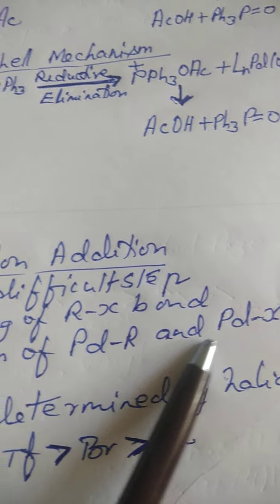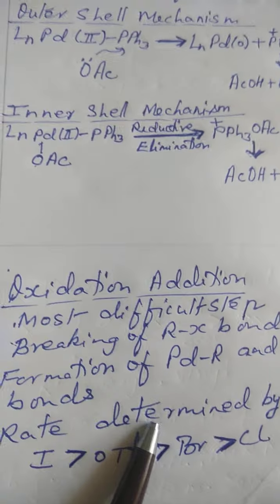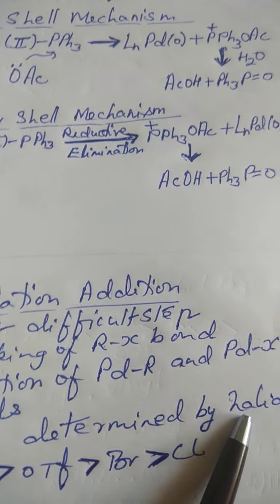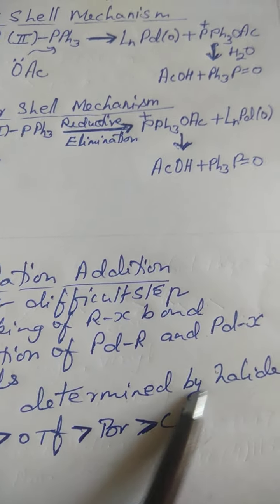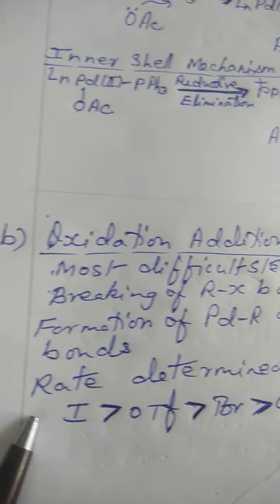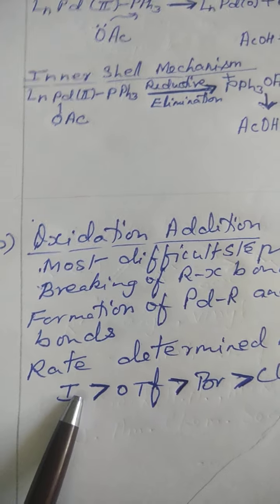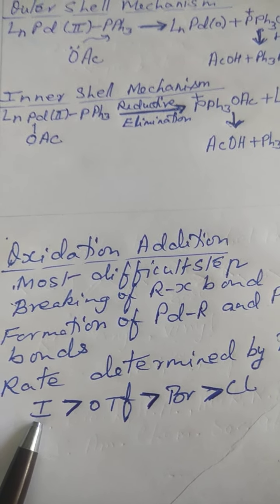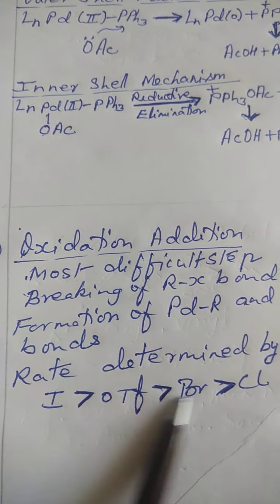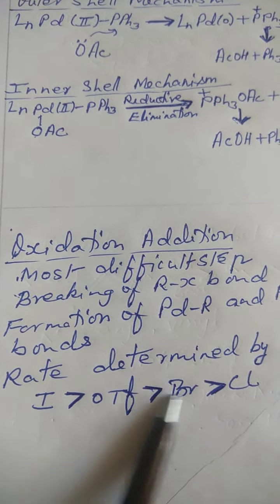This takes place, and the rate, as has been discussed earlier in the Sonogashira reaction or the coupling reaction, similar to this. In that case, of course, there were two cycles, the copper one and the palladium one. So the rate is determined by the nature of these halides: iodide being more reactive than triflate, which is more reactive than bromide, which is more reactive than chloride.